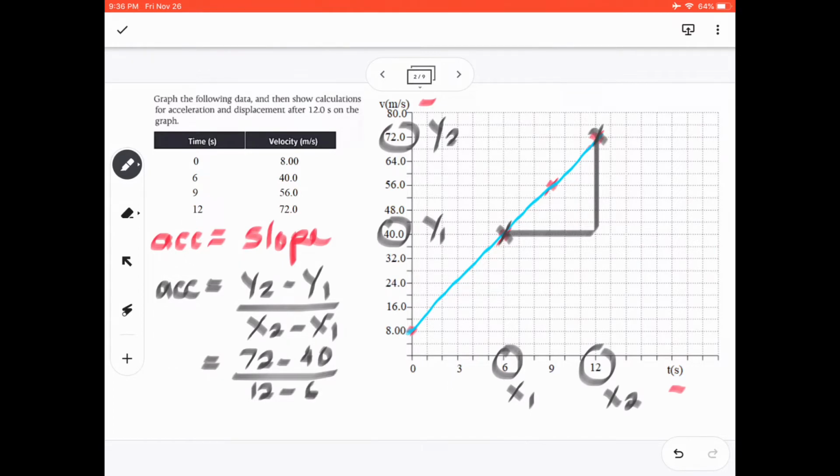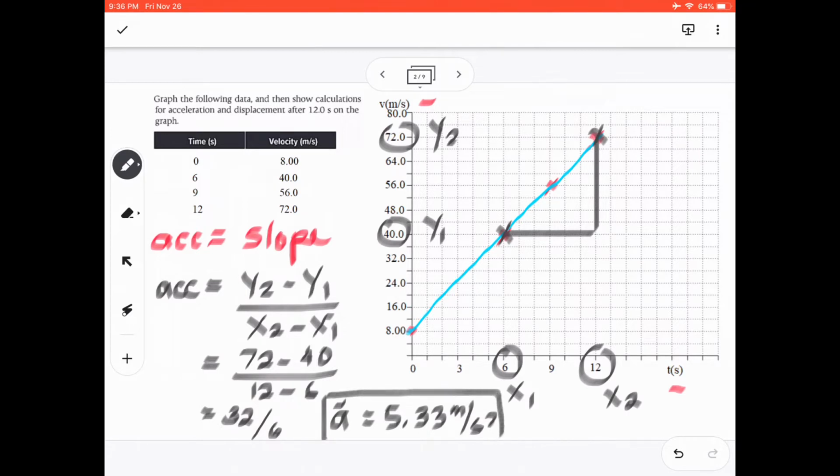72 minus 40 is equal to 32. Okay, and then 12 minus 6 is 6. 32 divided by 6 now is equal to 5.33. So the acceleration of this is equal to 5.33 meters per second squared. So remember that if you have a VT graph, the slope is equal to the acceleration. We're going to solve displacement on the next slide.